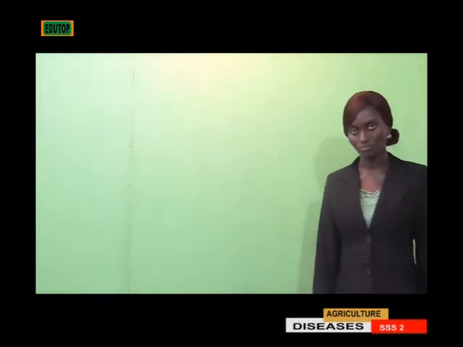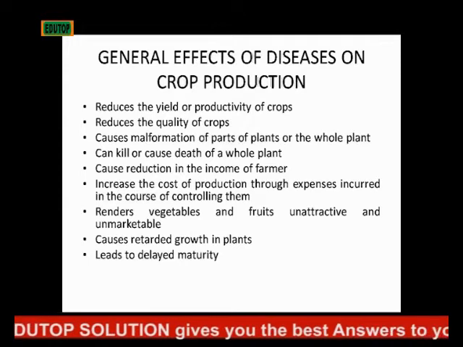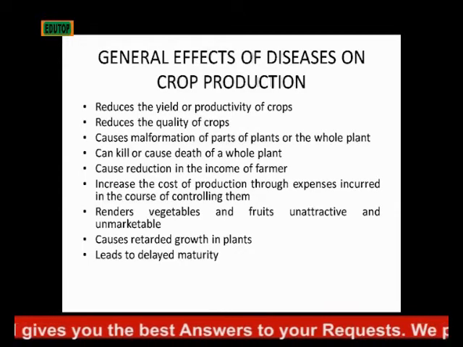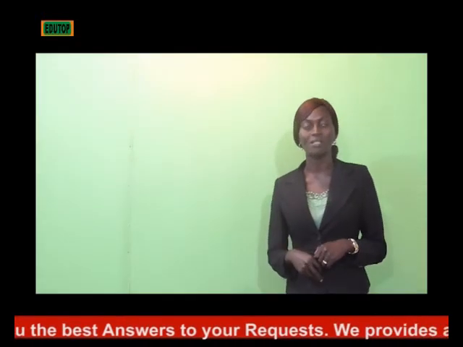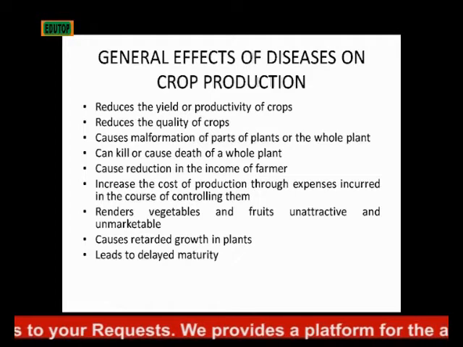General effects of diseases on crop production. The effects that diseases have on the production of crops. First, they reduce the yield and productivity of crops. Then they also reduce the quality. They reduce the quantity and the quality. They cause malformation of parts of plants or the whole plants. They can kill or cause the death of the whole plant.